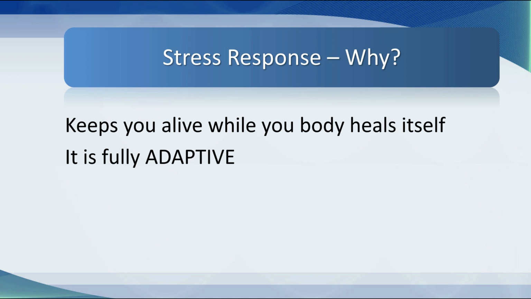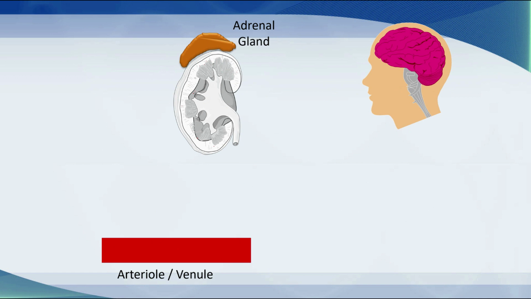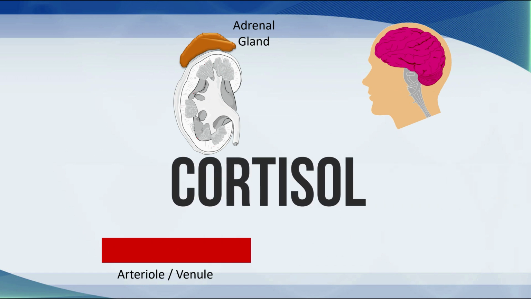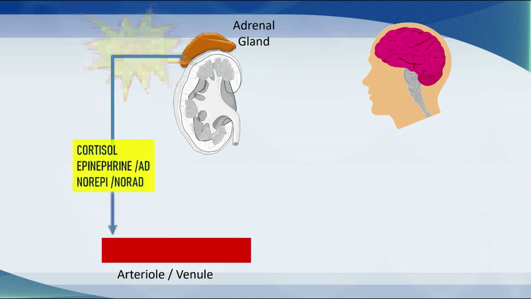This is something that evolved as we evolved as a species, and it's supposed to happen. It balances neuroendocrine activation, blood distribution, inflammatory activity, and alterations in oxygen delivery. The chairman of the board of all of this is cortisol. Cortisol is the key component that holds all of this together. The major organ that drives the stress response is the adrenal gland, both the cortex and indeed the medulla. The adrenal gland, once you have this injury, will immediately release cortisol, epinephrine, that's adrenaline, and norepinephrine, that's noradrenaline.